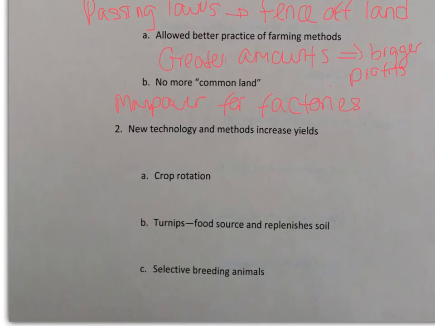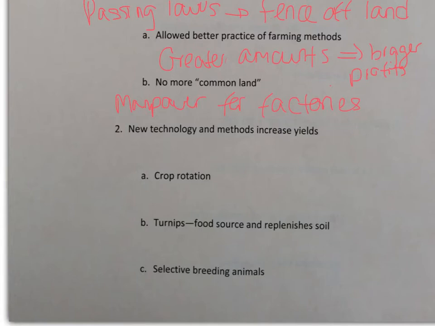All right, second point I want to talk about: new technology is going to be one of the effects of this agricultural revolution. This new technology allows for increased yield of various crops that can be used to feed the growing population.